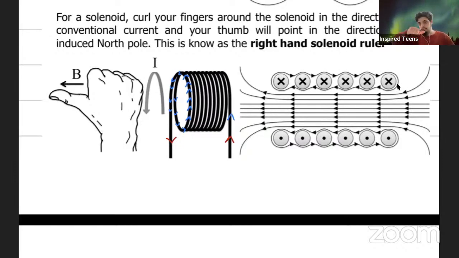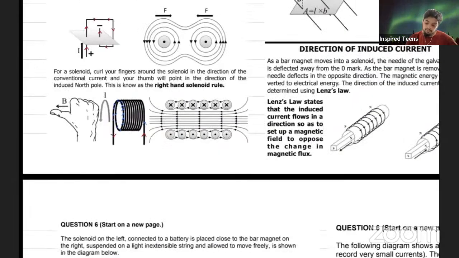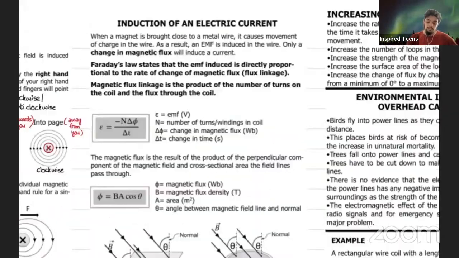It might look flipped in the camera, but do it with your own hand. That's how you would determine the direction of the north or south induced pole of a solenoid, as well as the direction of current, or vice versa. If they give you current, you can get the direction of the magnetic field, or if they give you where the induced north pole or induced south pole is, you can get the direction of current. We'll do them in examples as well so they make more sense.